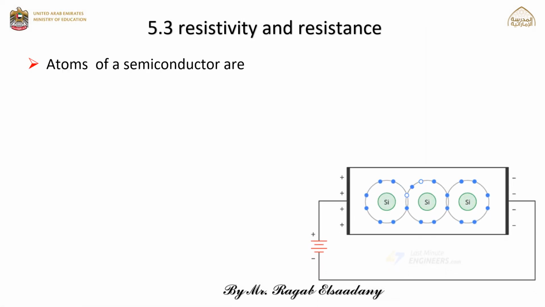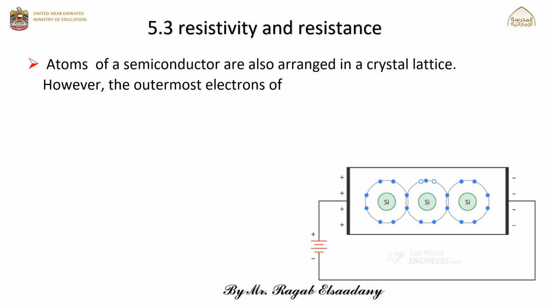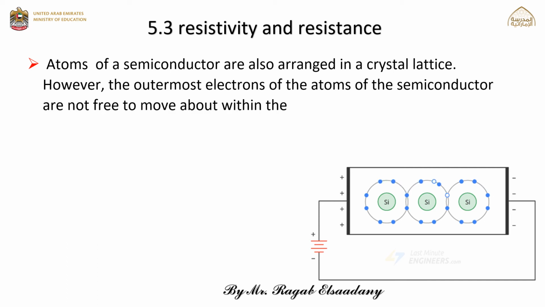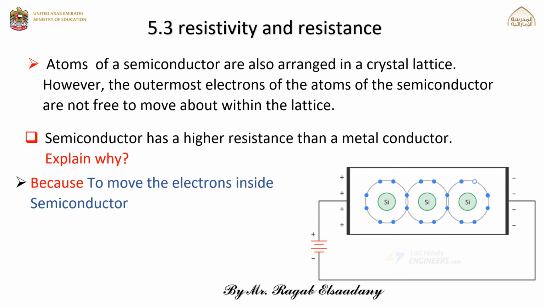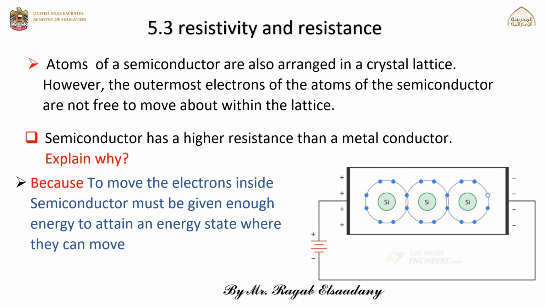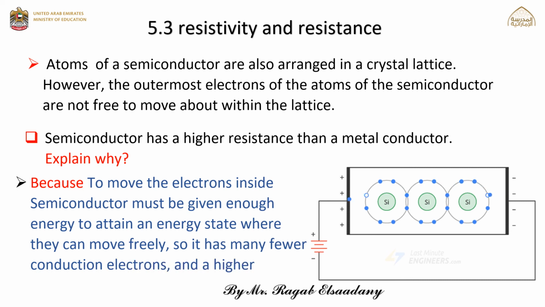Atoms of a semiconductor are also arranged in a crystal lattice. However, the outermost electrons of the atoms of the semiconductor are not free to move about within the lattice. A semiconductor has a higher resistance than a metal conductor. Can you explain why? Because to move, electrons inside a semiconductor must be given enough energy to attain an energy state where they can move freely. So it has many fewer conduction electrons and higher resistance than metal.